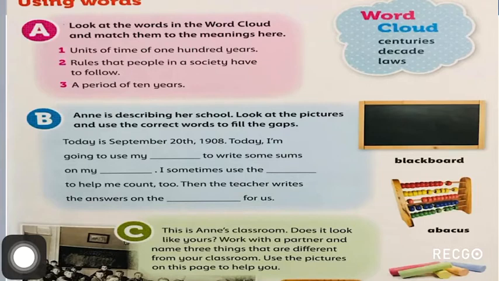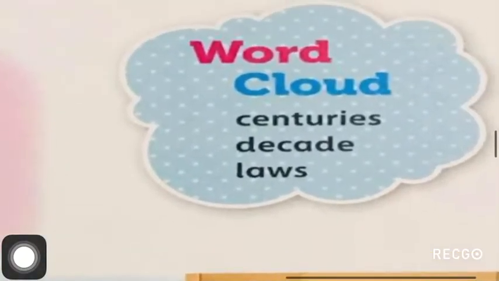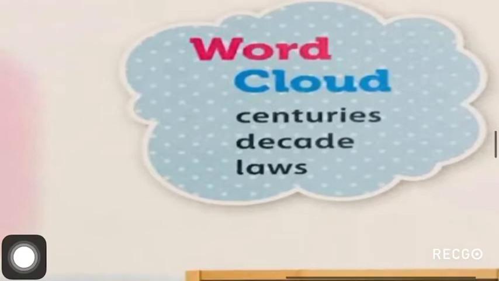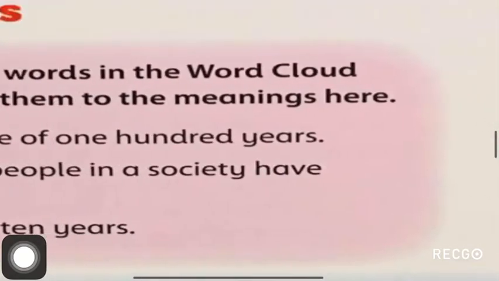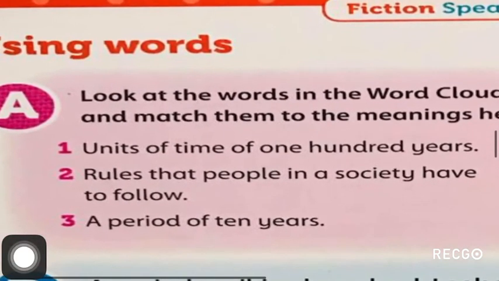Question number 1: look at the words in the word cloud and match them to the meanings here. Words are written in the word cloud. This is the word cloud. These are the 3 words: centuries, decade, laws, and the meanings are written here. You will take help from your parents, and this is the easiest exercise. I should not tell you the answer of this.